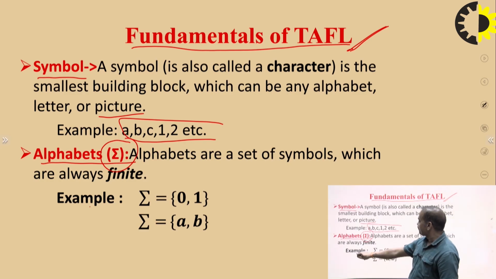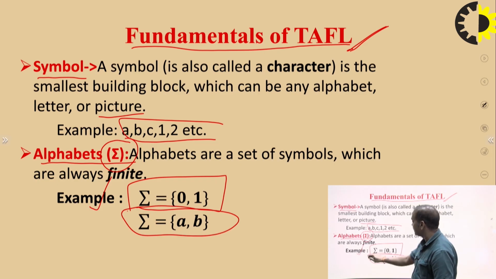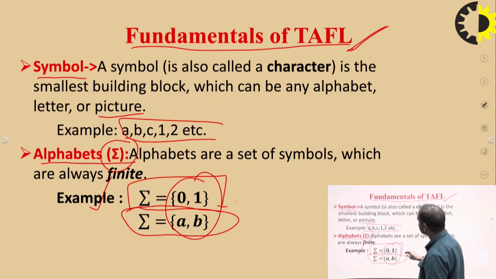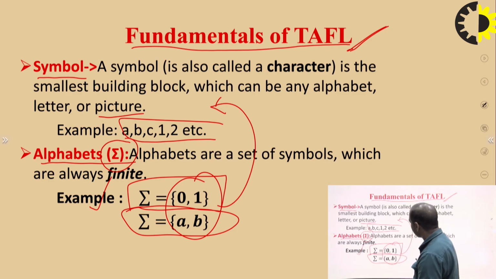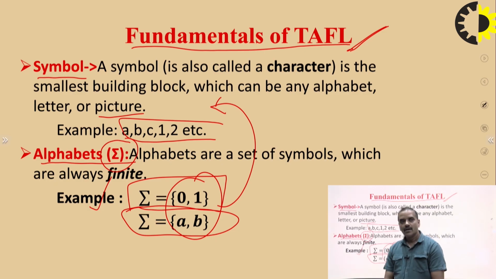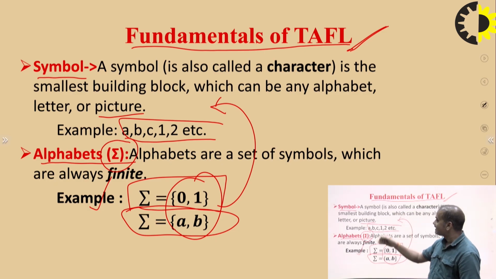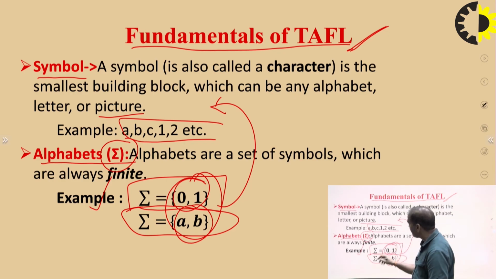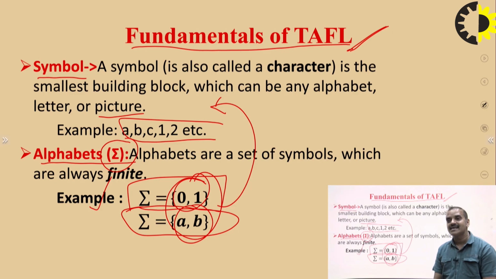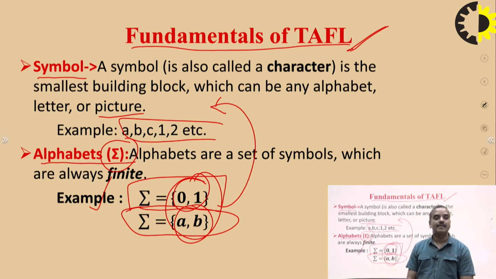This is an example where we take sigma equal to {0, 1}, or sigma equal to {A, B}. That means all symbols belong to these sets. It may be in 0, 1 form, or it may be in AB form, or it may be in pictorial form, but the symbol must be defined from the given set sigma. If {0, 1} is the set sigma, or {A, B} is the set sigma, we have to define a string only from 0 and 1, or only from A and B. We don't use anything other than 0 and 1, or other than A and B.